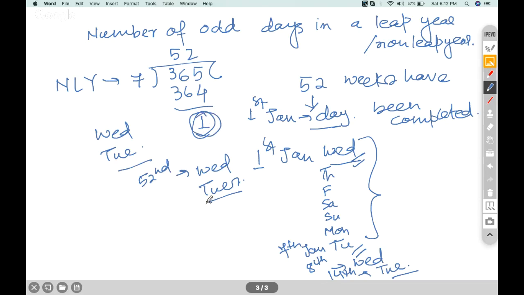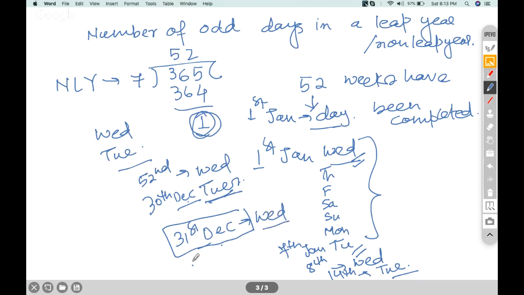If one day is an odd day, in that case it means the last day, 31st December, is the only day which is not part of any complete week. So 30th December is the last day of the completed week. So 30th December would be Tuesday, then 31st December would be Wednesday. So 1st January would be Thursday.